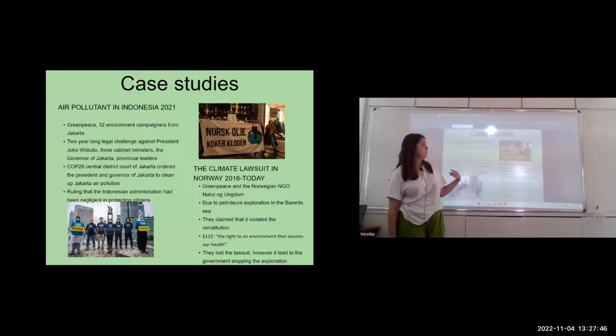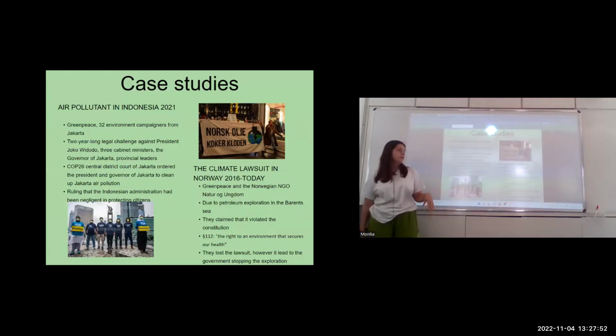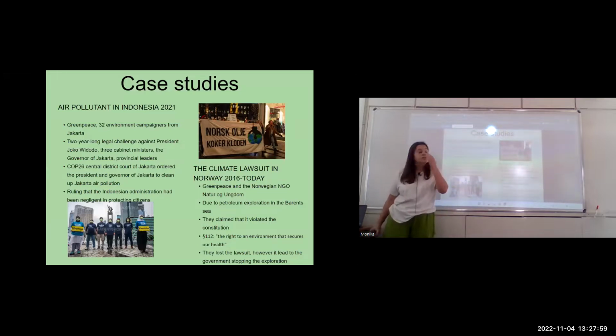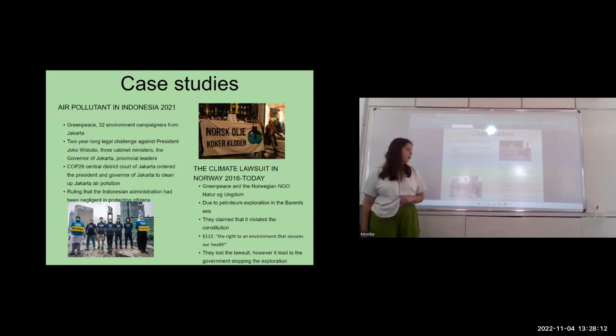Then we have another one, which is the climate lawsuit in Norway, which has been lasting since 2016 till today. Greenpeace and the Norwegian youth wing of Friends of the Earth, Natur og Ungdom, sued the state due to petroleum exploration in the Barents Sea near the Arctic. They claim that it violates the Constitution, paragraph 112, which is the right to an environment that secures and protects our health. They lost the lawsuit every round. They went through 3 rounds and lost every round.